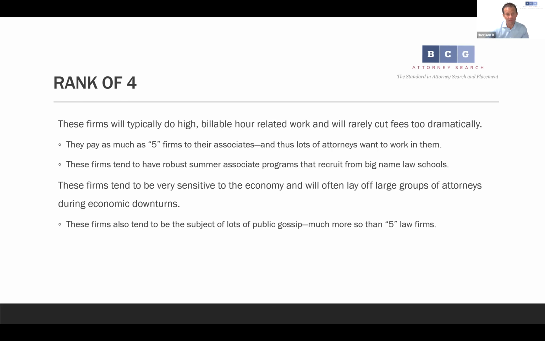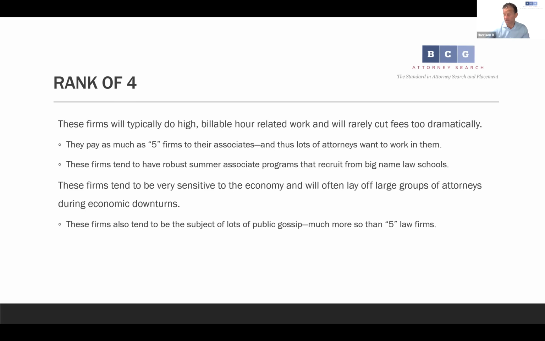And then your 4s typically will do a lot of high billable hour work, and they'll rarely cut their fees too dramatically. They'll pay as much as the 5 firms. And because of that, they get a lot of people wanting to work for them. They tend to have very good summer programs, recruit from big name schools, but they're often very sensitive to the economy. So when the economy does crater, they're less concerned about their reputation than 5 firms. And so they are often not afraid to lay people off during economic downturns.